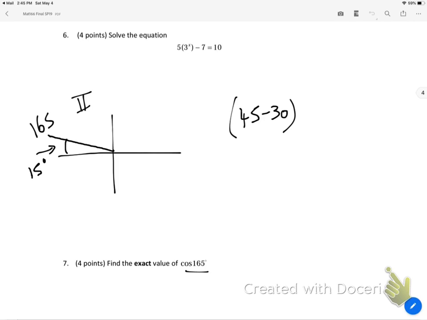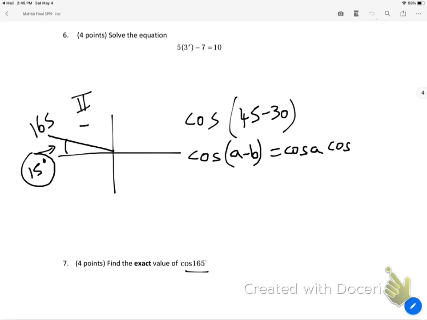So I'm going to do the cosine of 15 degrees, using the reference angle. Remember, it's in quadrant 2, so the answer is going to be negative because it's cosine. So, what's the rule for this? Cosine of A minus B is the cosine of A times the cosine of B plus the sine of A times the sine of B.